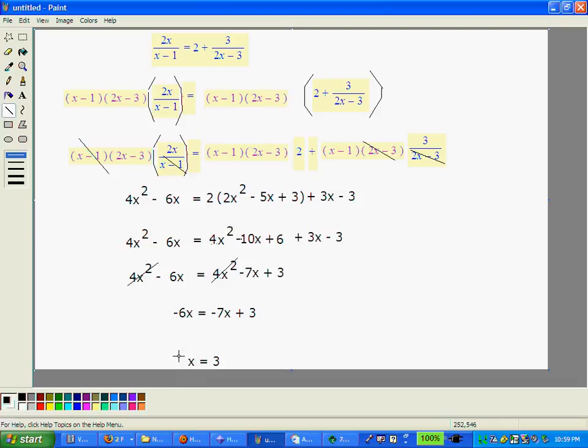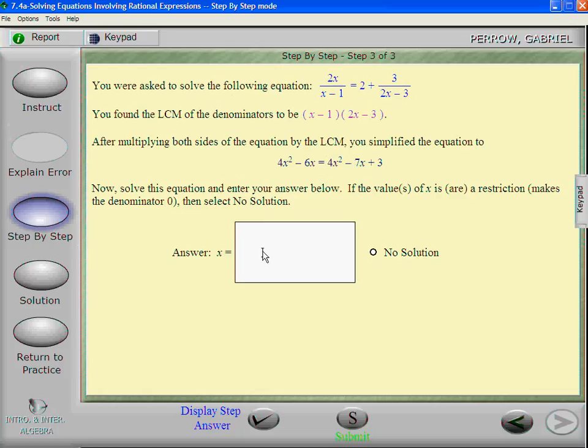That will give you 1x equals 3, and you don't have to do anything from there. You don't have to multiply or divide by 1, it's just x equals 3. So that should be our final answer to this particular question.